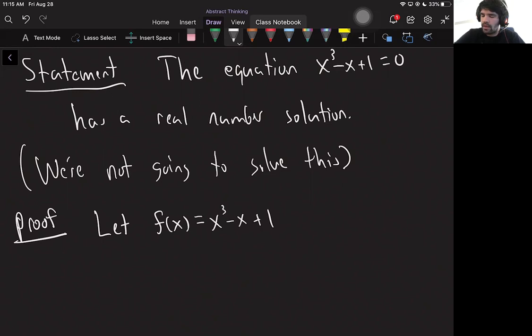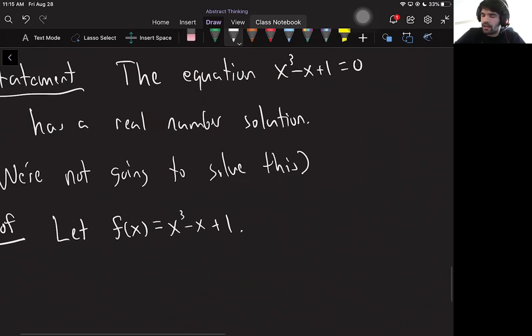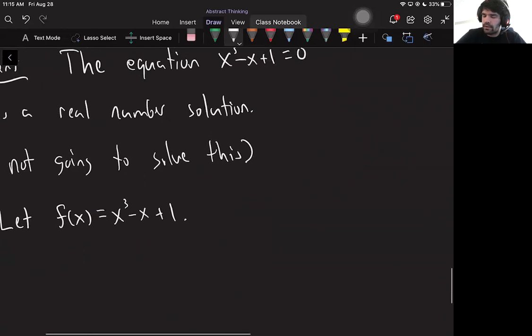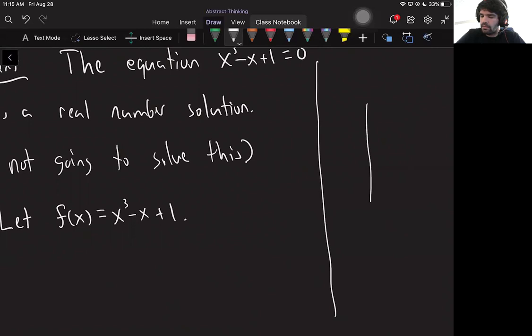So I'm going to name f of x the function, which is just the left side of this equation. Then solving this equation is just setting f of x equal to 0. So hopefully you can see that. All right, and now what we're going to do is remember function land over here in the scratchwork zone. We're going to remember some cool facts about functions.